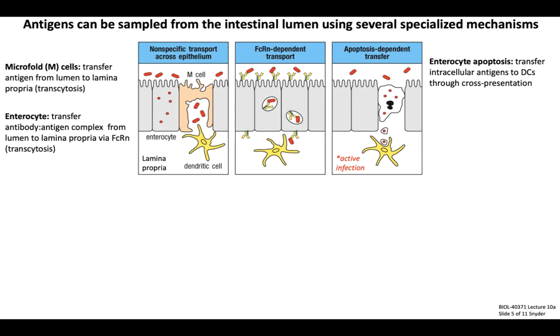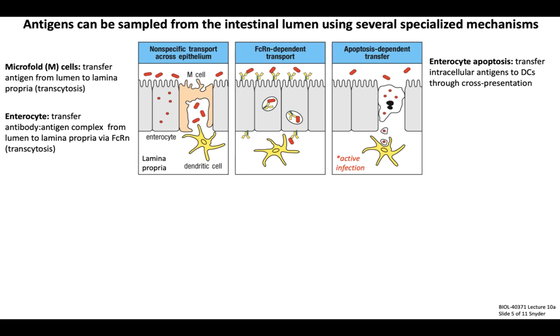Let's begin by first going over the different ways that antigen can be sampled from the intestinal lumen. First, there's this process called transcytosis, where antigens are endocytosed or phagocytosed from the luminal side of the mucosal epithelium, and then carried through the cell and spat out on the lamina propria side. This side is also called the basolateral surface, since it faces the basement membrane of the epithelium. Transcytosis is summarized in the left and middle panels here.